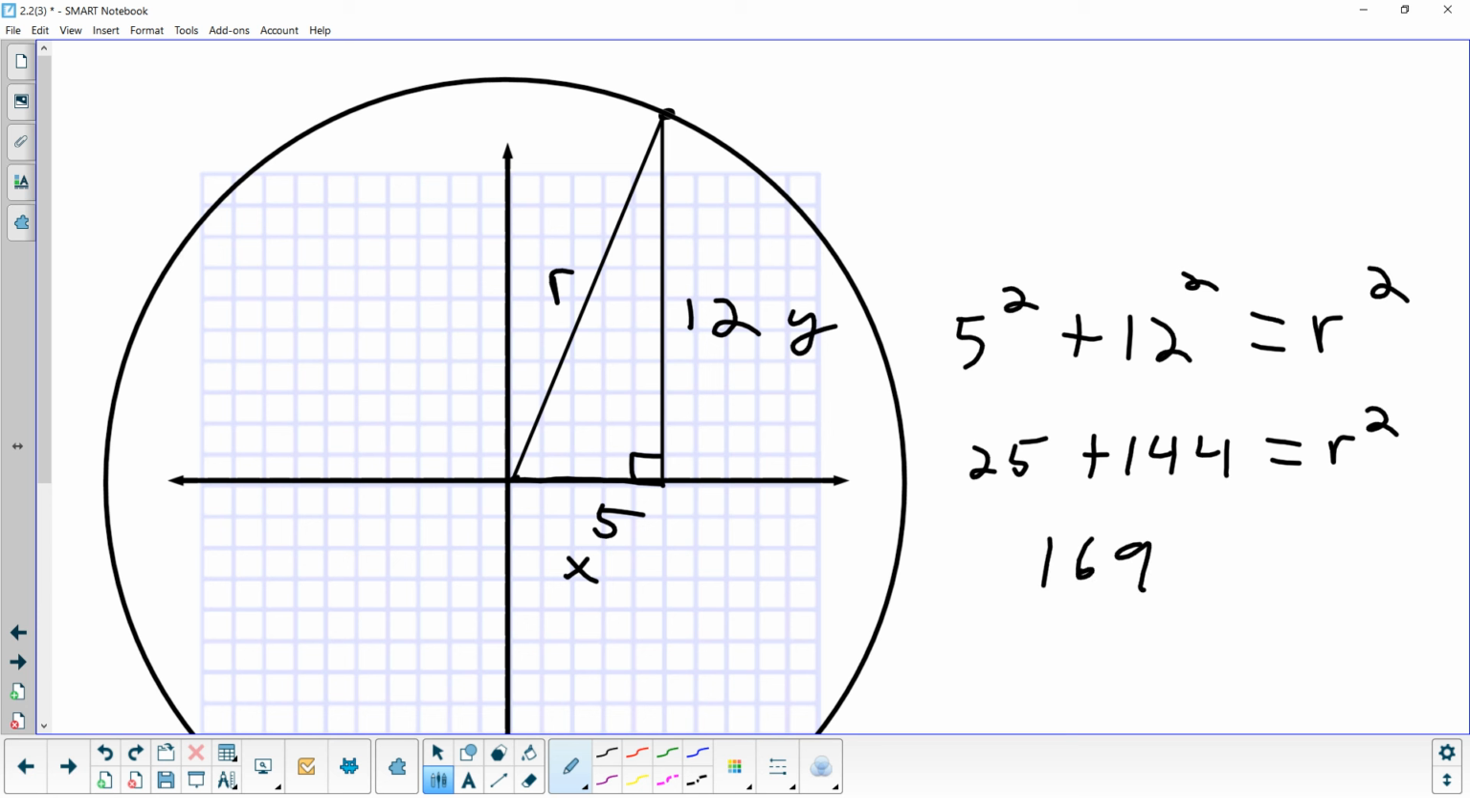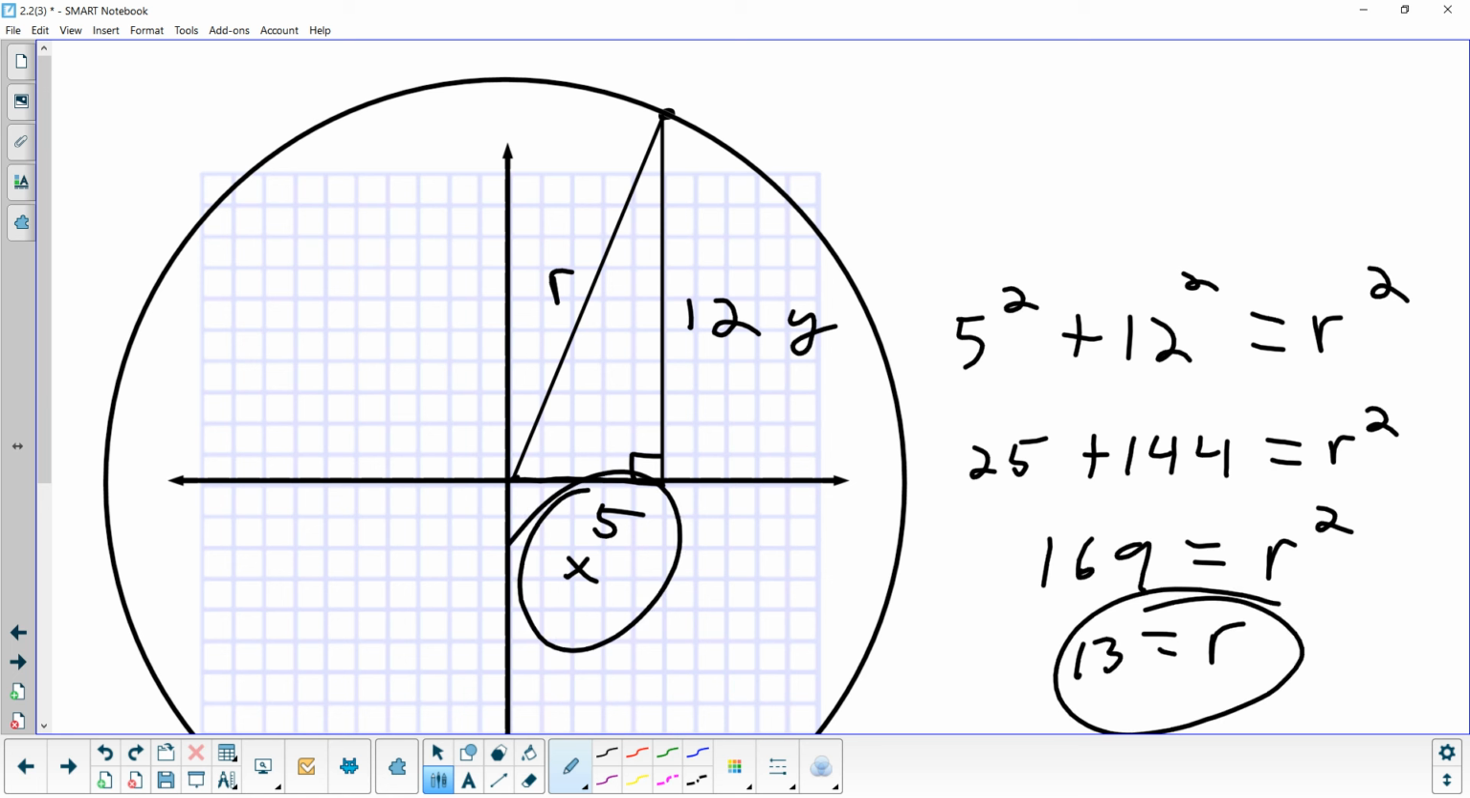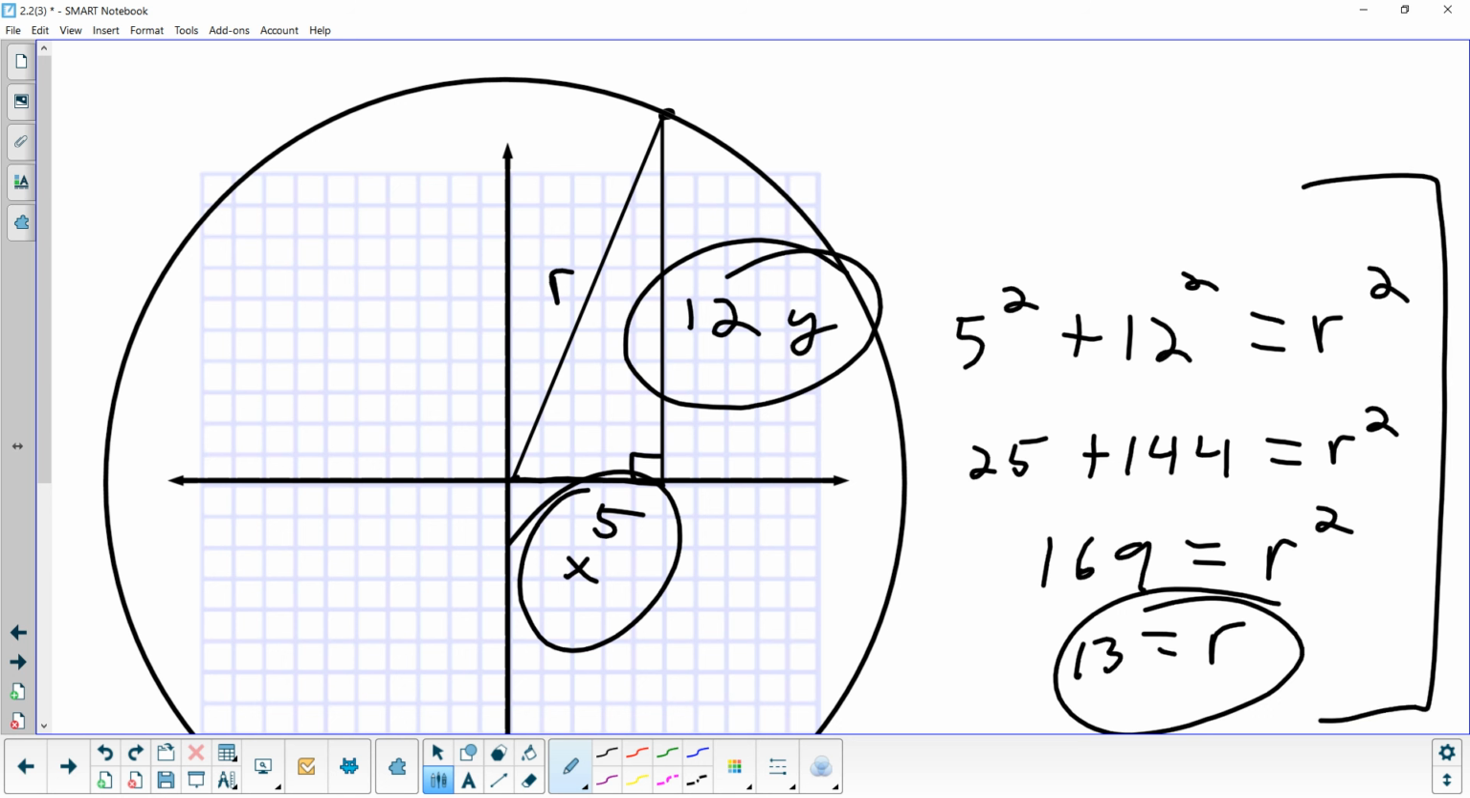169. And now to get r by itself, I need the square root. Does anybody know what the square root of 169 is? Yep, 13. So there's my r, there's my x, there's my y. This was the only extra math we had to do to figure this problem out.